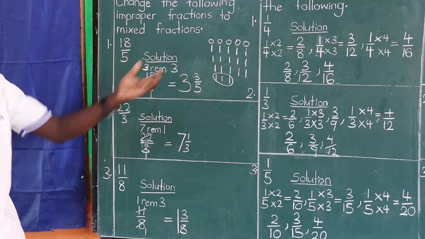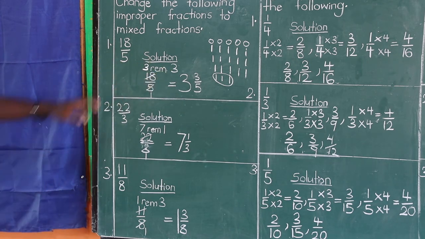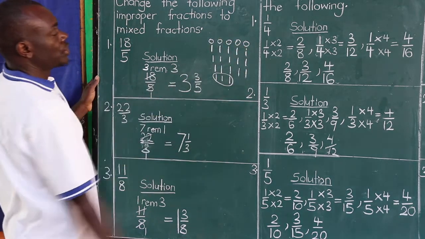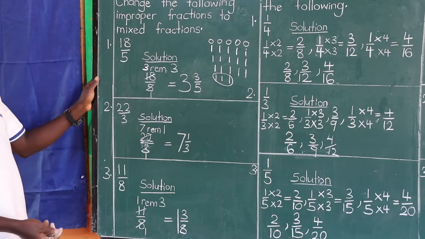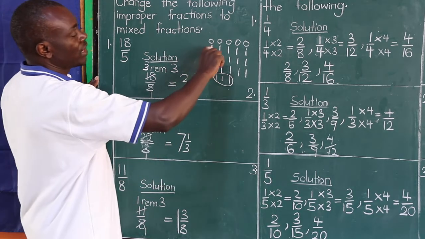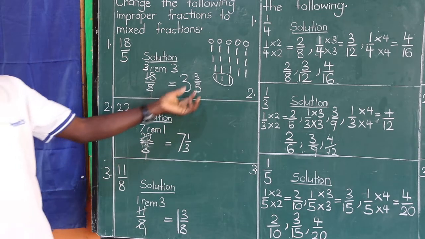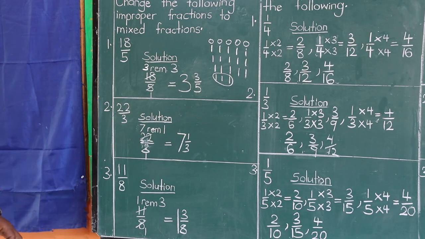So please, that's the way we work it out. All in all, know that this "out of" means divided by. So 18 out of 5 means 18 divided by 5. So I've got 5 people to whom we are dividing 18. Each one gets 3 and 3 remains. And we get 3 whole numbers and 3 out of 5 as the answer for that particular number.